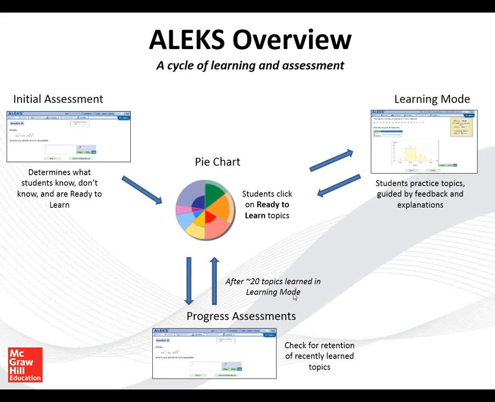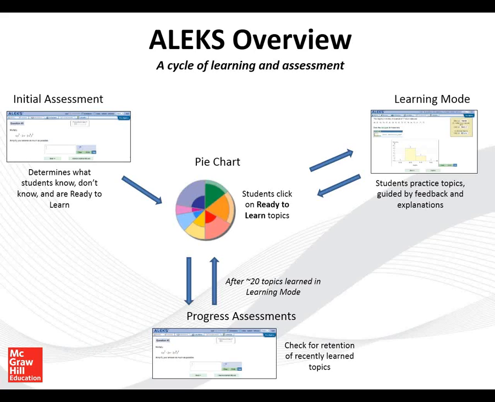And after about 20 topics are added, ALEKS is going to give the student a progress assessment. Now these progress assessments check for retention of those recently learned topics, and if the student hasn't fully mastered any of those topics, they'll go back into the pie chart for the student to review. So after a progress assessment, the student will then be brought back to their pie chart, where they'll continue clicking on topics to practice in the learning mode.